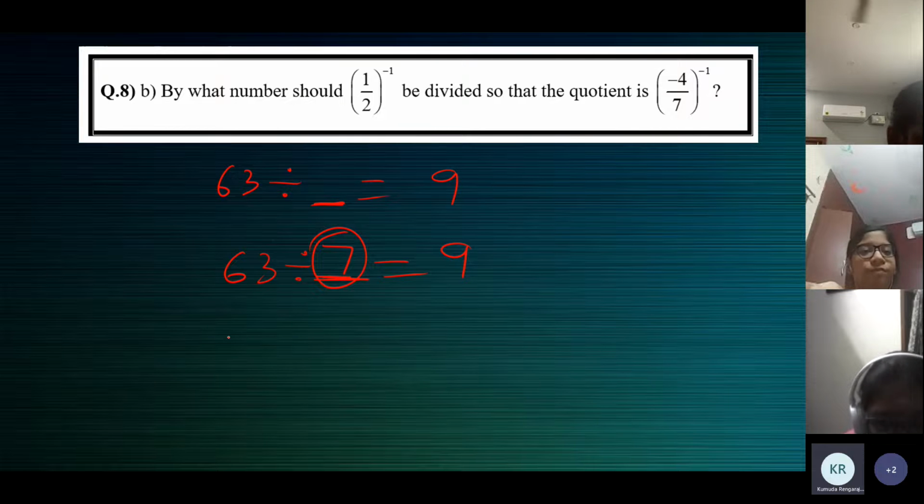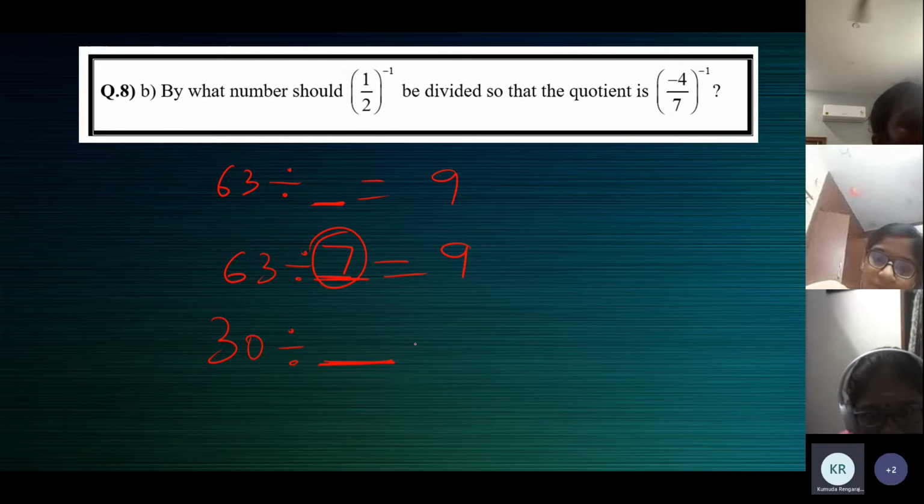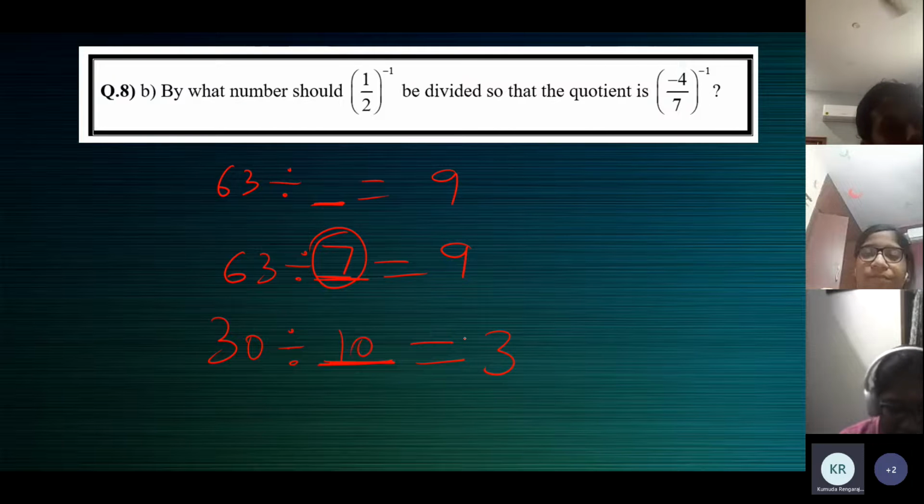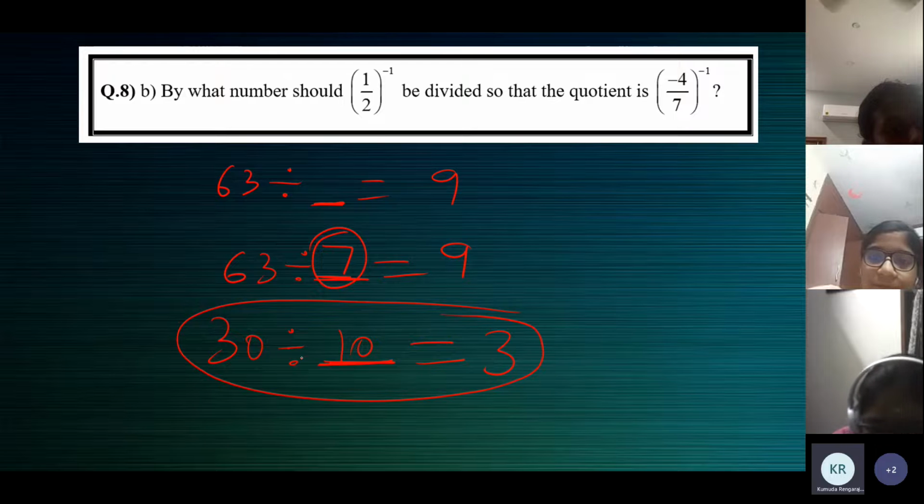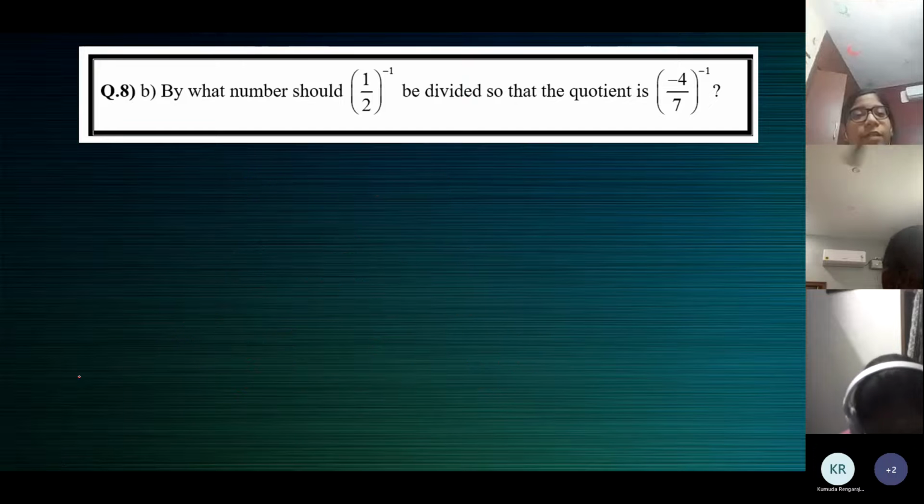Now this is easy. By what number should 30 be divided so that the quotient is 3? What's the number? 10, ma'am. Yeah. So these numerical ones, you can just guess like that. But here you have to work using x. Ma'am, so if the question is like this, the unknown number should be the divisor, ma'am.